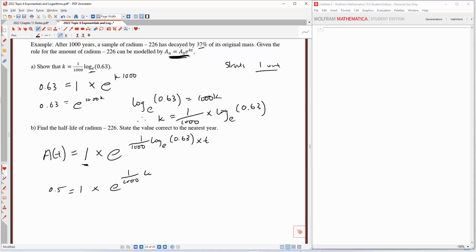I probably didn't need to rewrite all of this. I could have just said 0.5 equals A of t. But now I'm committed. So what we're going to do is solve this. First of all, I know that k is a negative number. Why do I know that? Because I know this is decay. So I know that this k value, this coefficient of t, has to be negative for the graph to go like this. But also, every time you log a number between 0 and 1, the answer is always going to be negative. Now I'll just explain why.